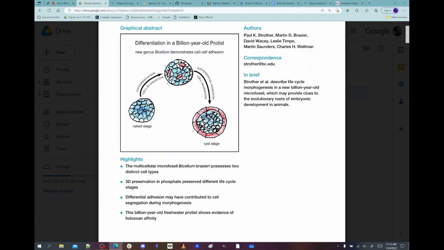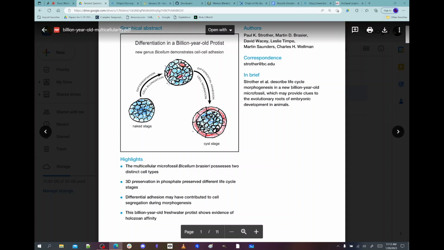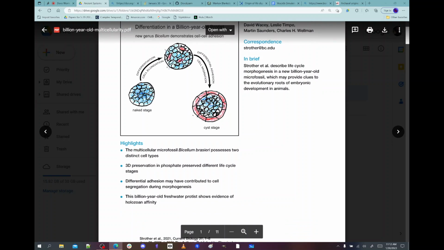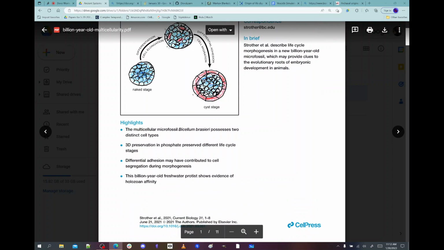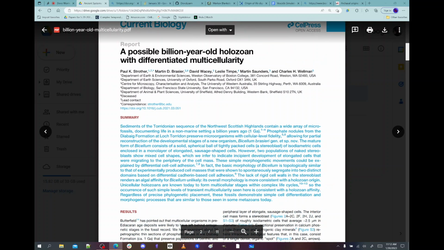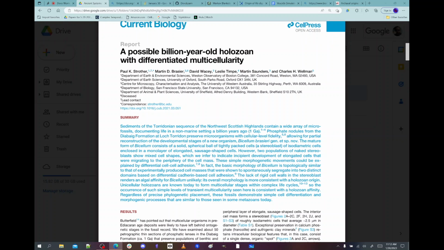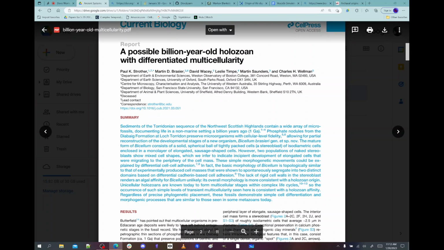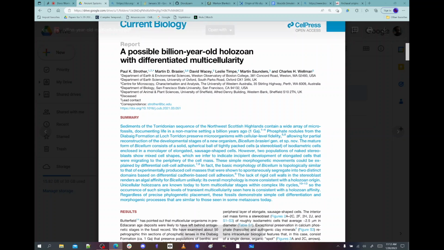3D preservation in phosphate preserves different life cycle stages. Differential adhesion may have contributed to cell segregation during morphogenesis. And this billion-year-old freshwater protist shows evidence of holozoan affinity. So it's affine to things that you find today. It's related to things you find today. So this is from the Northwest Scottish Highlands. These are microfossils from a non-marine setting about 1 billion years ago.